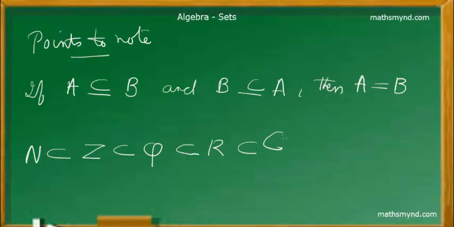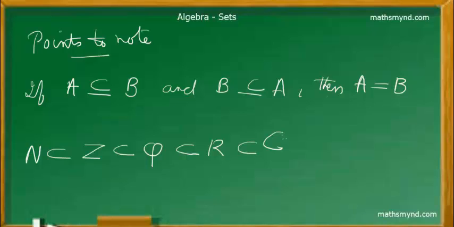And to wind up this particular section, there are two interesting points coming up. One is, if A is a subset of B, which simply means that A has elements which are all contained in B, and if that condition is also true in the reverse, that means the elements of B are also present in A. That simply means that set A should be equal to set B.